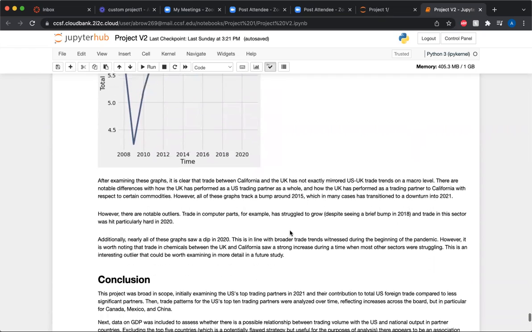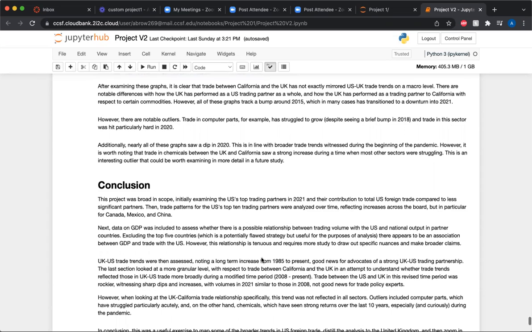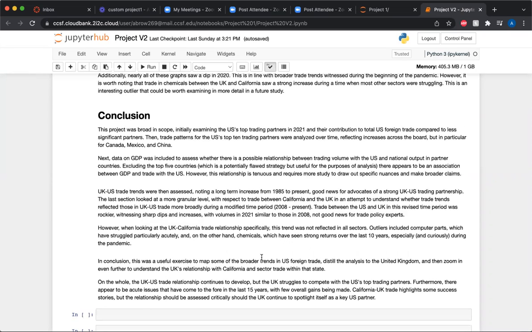Like I said, it would be great in a future project to maybe look at services data if I could find it, because that would definitely complement this analysis, which is specific to trade and goods. But yeah, that's it. Overall, looking at US trade partners, looking at the outsized importance of those top trade partners, seeing if there's a relationship between GDP and total trade with the US, which it doesn't look like there is, and then zooming in on UK, US trade, and then California, UK trade more specifically. So that's it. Thanks for listening.